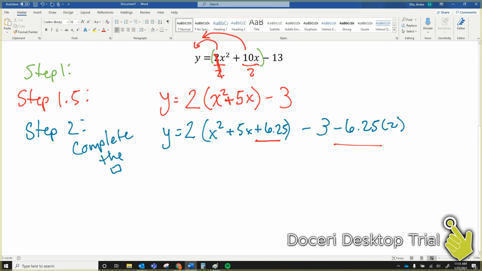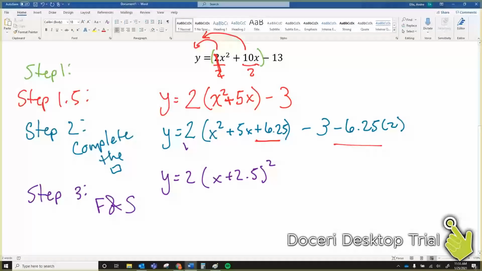All right. Final step is to factor and simplify. Keep my 2 up front. This becomes x plus 2.5 squared again. This becomes this. And then negative 3 minus 6.25 times 2. Well, negative 6.25 times 2 is negative 12.5.